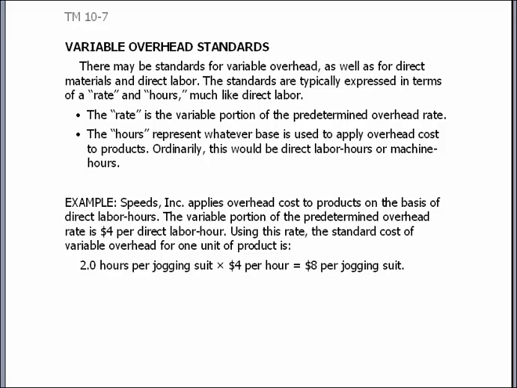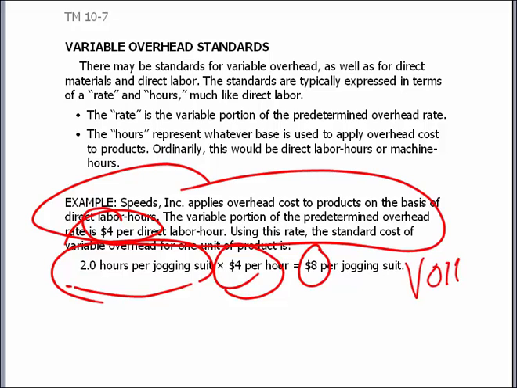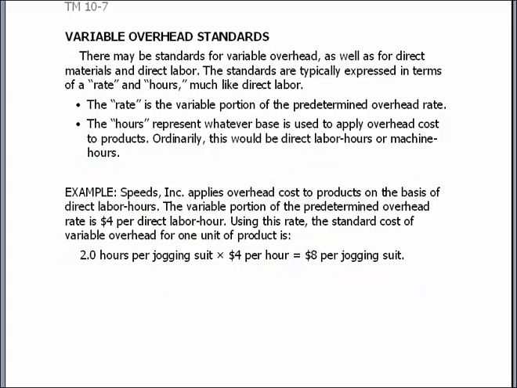We can turn around and say, okay, what if Speeds Incorporated applies $4 per direct labor hour? Well, we just got done saying that it's going to take 2 hours to sew the jogging suit. If we apply at $4 per hour of labor, then the variable overhead is going to be $8 per jogging suit. And Garrison treats the concept of fixed overhead a little bit differently, which will be chapter 11 in the Garrison. So this section here is just going to be direct materials, direct labor, and variable overhead.